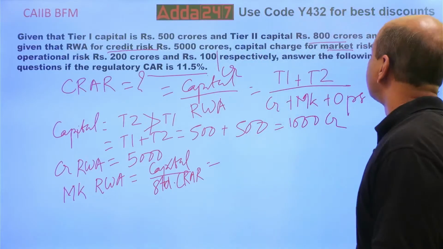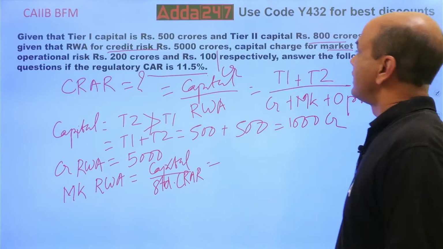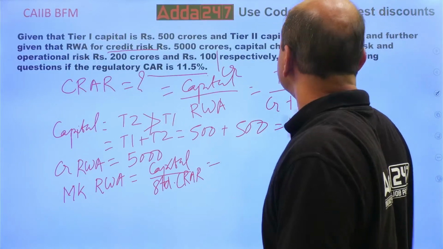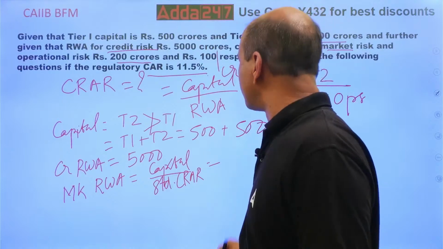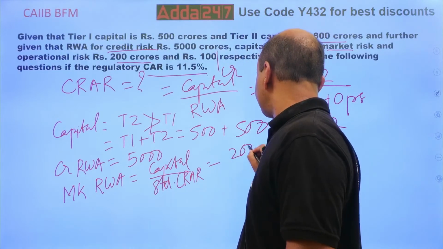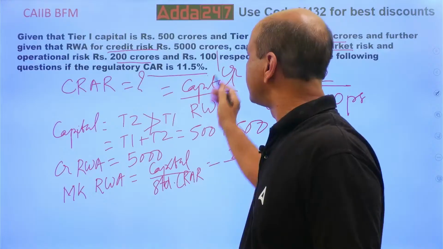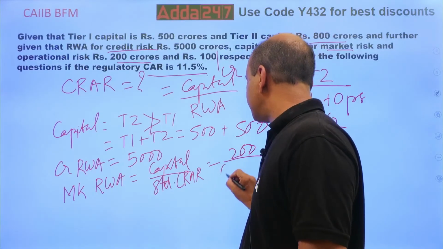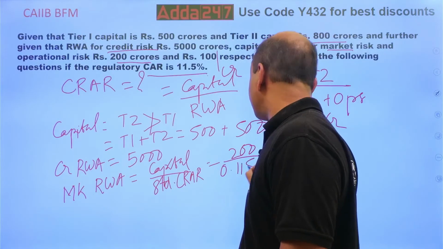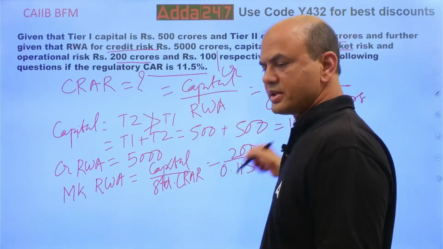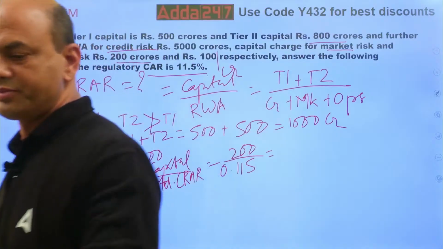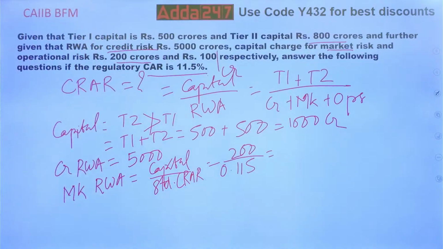Capital for market is 200. See this, market first one, respectively it's mentioned. So 200 upon standard CRAR, 11.5, which is 0.115, because percent means divided by 100. So solve it. What is the answer? 200 upon 0.115. What are you getting?